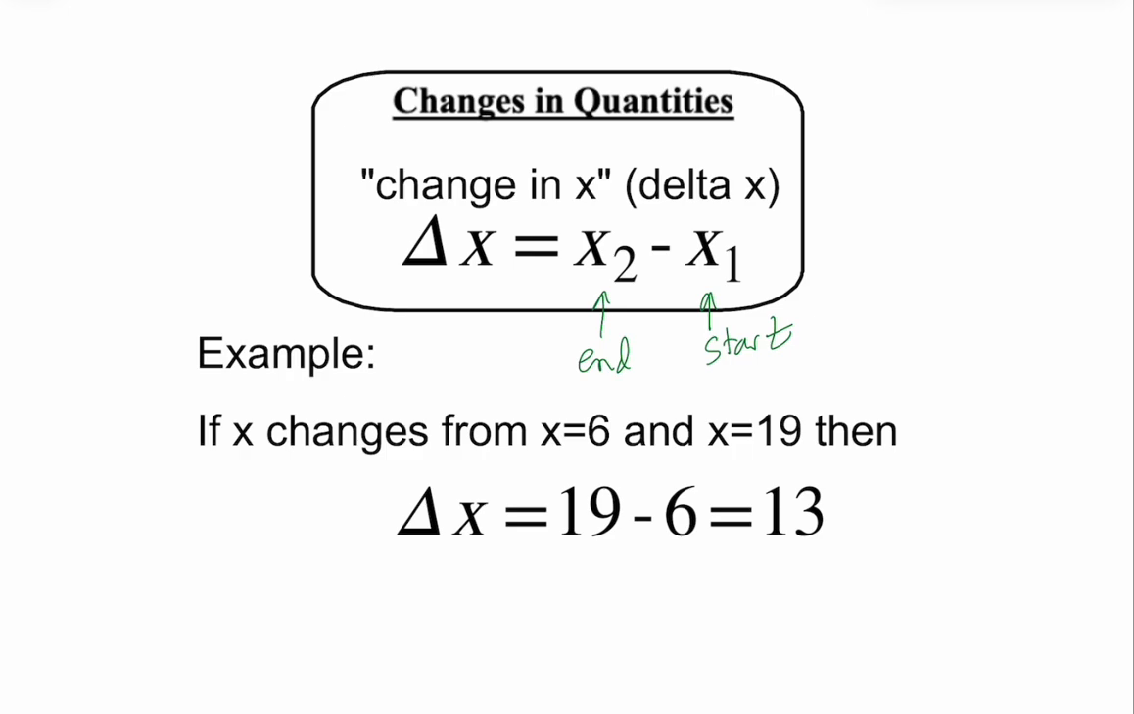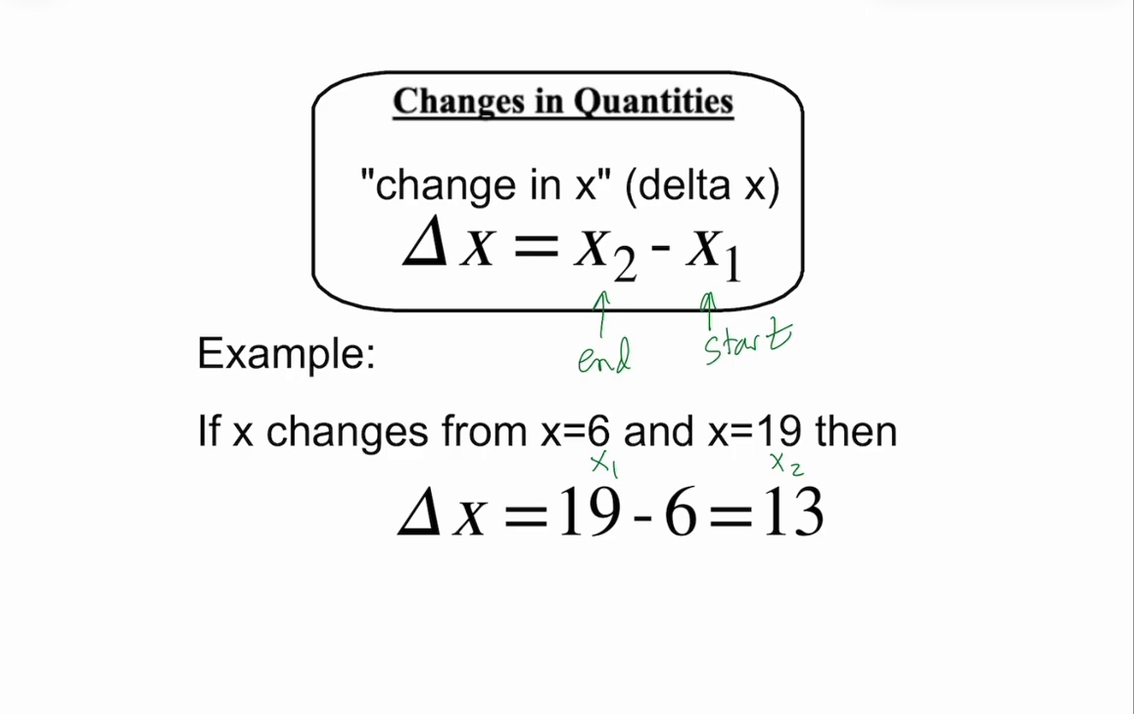So in this example, it says if x changes from 6 to 19, delta x is 19 minus 6, because this is our ending and this is our beginning. If you end up with a delta x that is negative, you know you've gone down. So if our start was 19 and our end was 6, then you would get a negative 13 value. So it is important to always do end minus start, or you're going to get the wrong sign along the way, okay? Everybody good there?